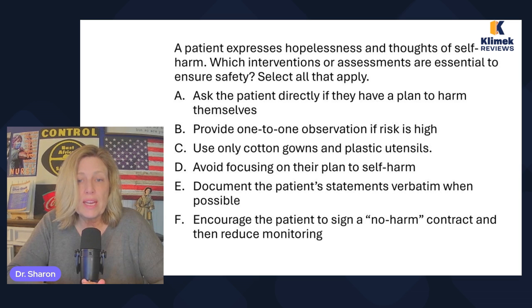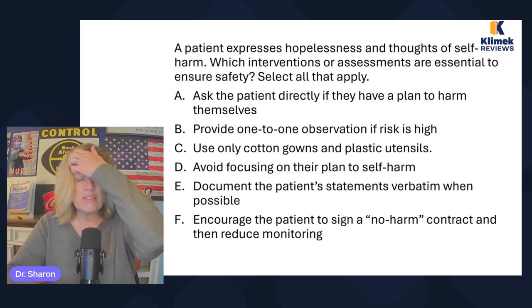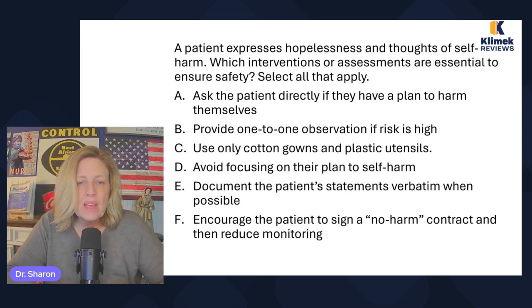Avoid focusing on their plan to self-harm. Well, that's sort of the opposite of A. Ask the patient directly if they have a plan to self-harm. So I can't really do both. I can't really ask them directly and avoid asking them about it. So I'm going to have to say false for D because I know A is true. E, document the patient's statements verbatim when possible. That's always good. That's fine.